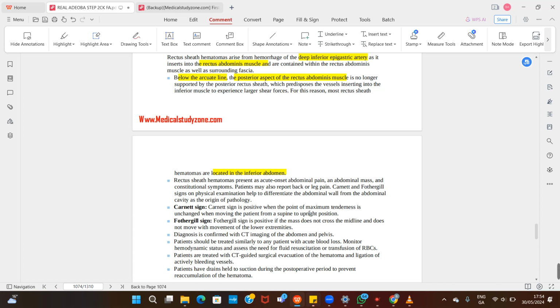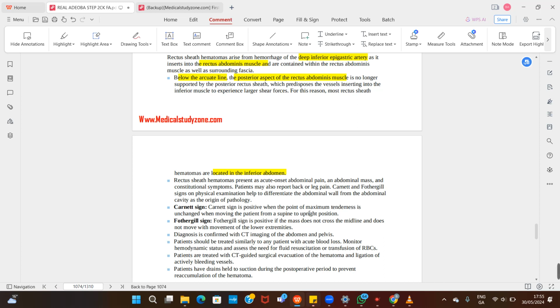Now for the Fothergill sign, what you are doing is trying to evaluate if there is a change in the position of the mass, if it moves across the midline or changes position with movement. So you contract the rectus abdominis muscle and see if the mass moves across the midline. If it's within the rectus sheath, within the rectus abdominis muscle, it is in a fixed position. It doesn't move, right? Even with contraction of the rectus abdominis muscle.